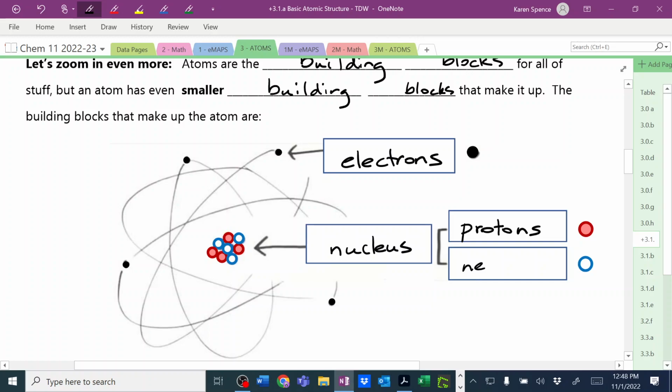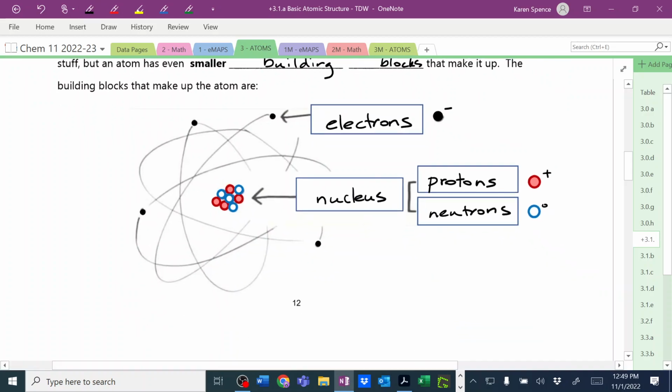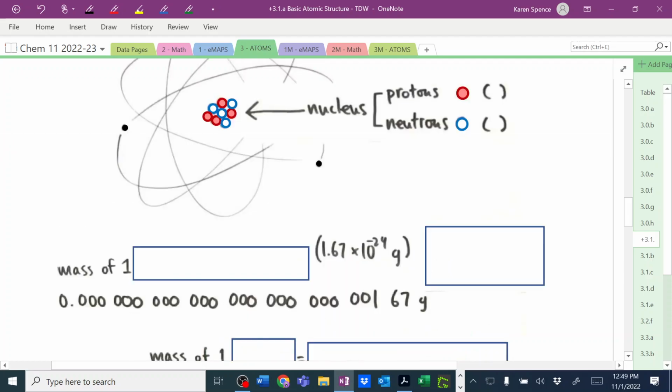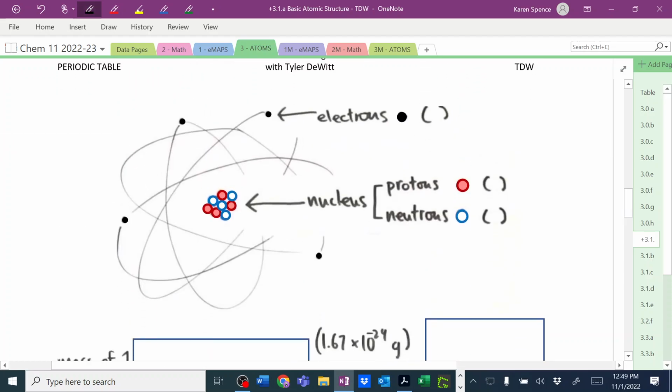I'm going to call these protons just because. And neutrons. What charge are our electrons? Negative. What charge are the protons? Positive. And what charge are the neutrons? Neutral. Anything new here or anything we've forgotten? Are we mostly remembering this? Good. Okay, so we're just labeling them here. The electrons are negative, the protons are positive, the neutrons are neutral.